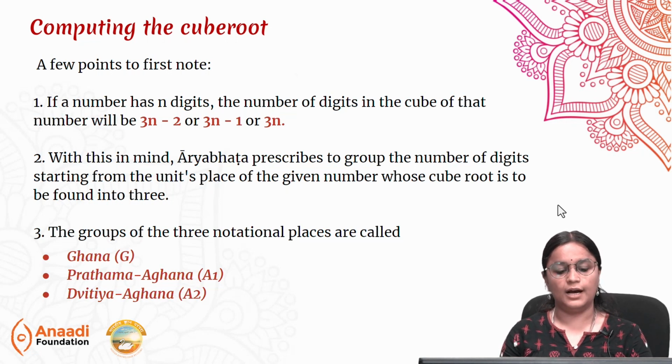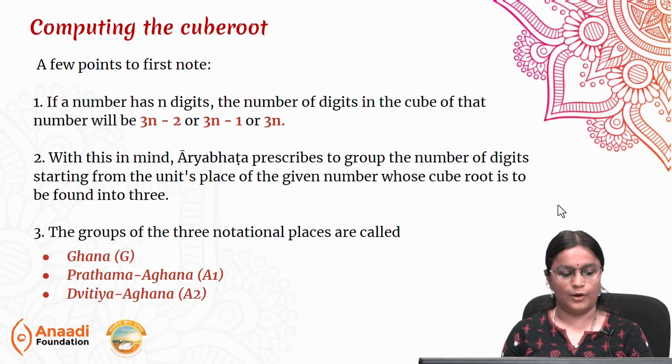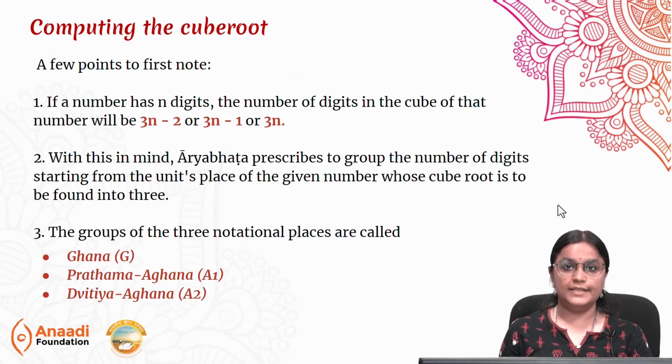With this in mind, Aryabhata prescribes to group the digits, starting from the units place of the given number whose cube root is to be found, into 3 parts. Now, let us pay some attention to what these 3 parts are because they are very important for our calculation. These 3 groups are Ghana, Prathama Aghana and Dvitiya Aghana respectively.